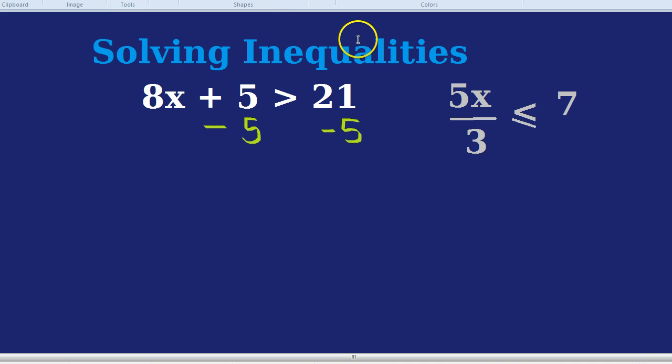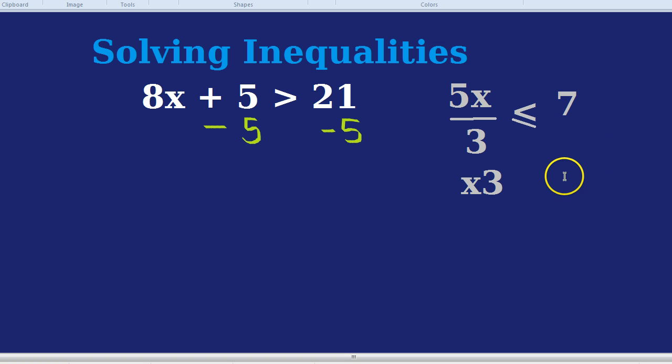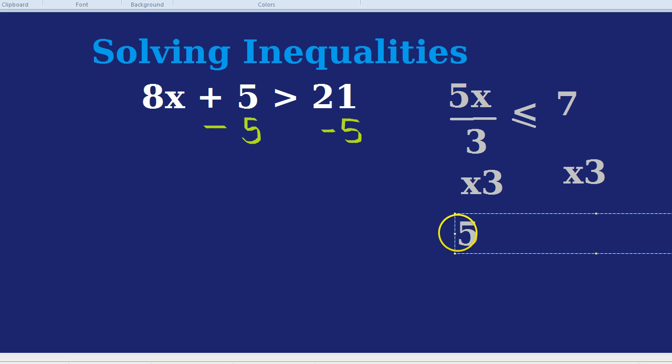Here we have no pluses and minuses to really get rid of. So let's get rid of that divide by 3. How would we get rid of a divide by 3? We would times by 3 to both sides. Times by 3 and times by 3. We use up the times by 3 when we get rid of that divide by 3. We would be left with 5x.